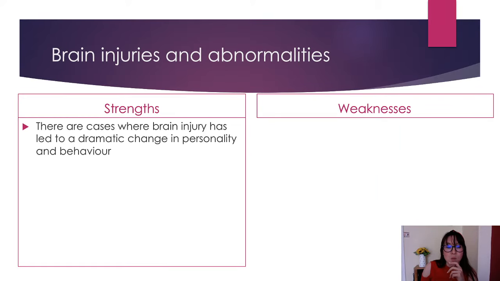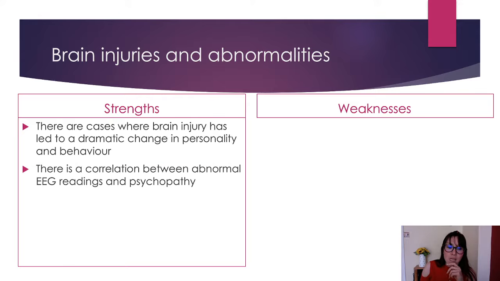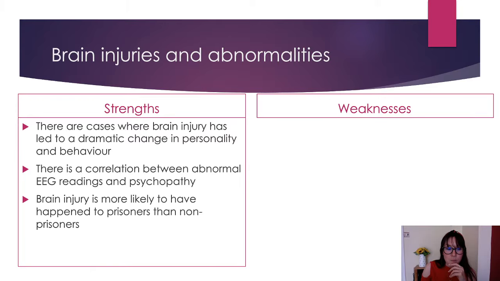Brain injuries and abnormalities. Strengths: there are cases where brain injury has led to a dramatic change in personality and behaviour. So we're talking here about prefrontal cortex damage. There is a correlation, a link, but correlation is a nice word to use, between abnormal EEG readings and psychopathy. Brain injury is more likely to have happened to prisoners than non-prisoners.